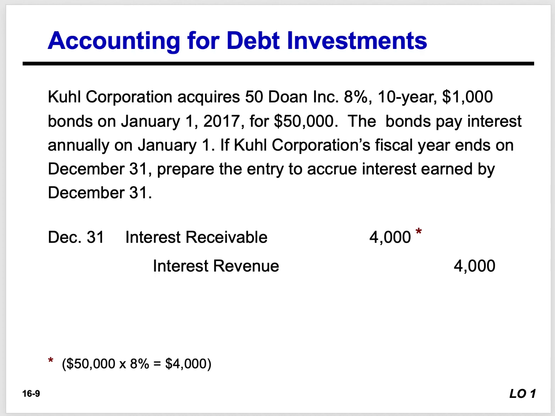Accounts receivable says we sold something and somebody owes us money, or we performed the service and somebody owes us money. Same thing with interest revenue. We earned interest revenue. We're entitled to that. We'll get paid later, so we need to accrue it. We debit interest receivable for $4,000, and we credit interest revenue for $4,000. If you're wondering how we calculated $4,000, because the interest is paid annually, we take the face amount of the bonds times the stated rate, 8%. That's how we got the $4,000.